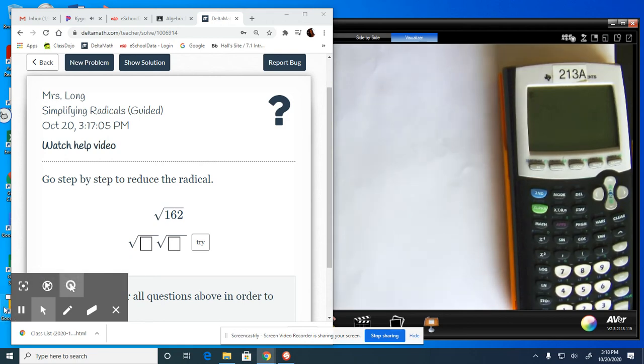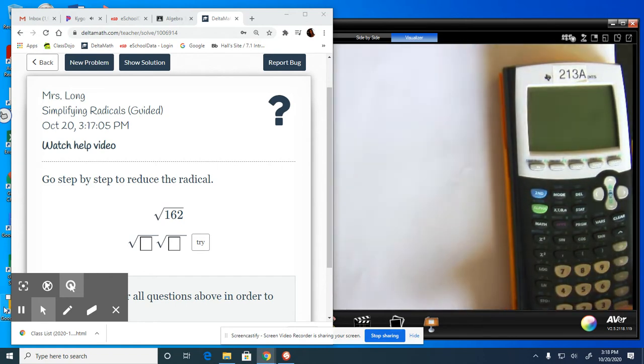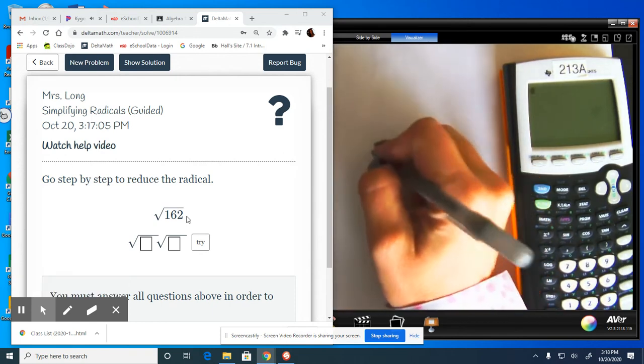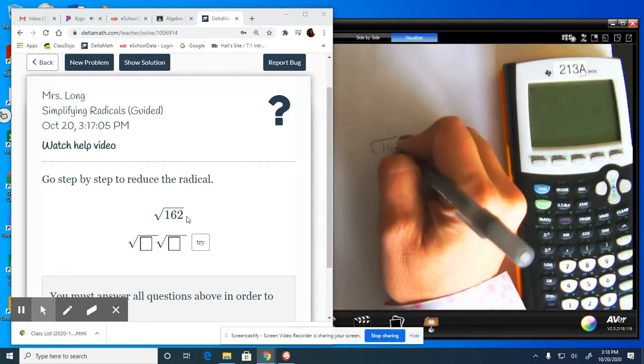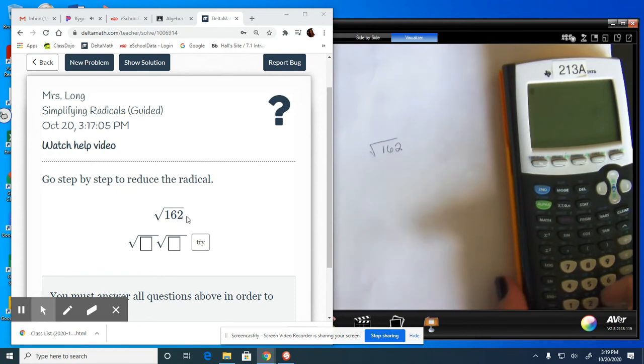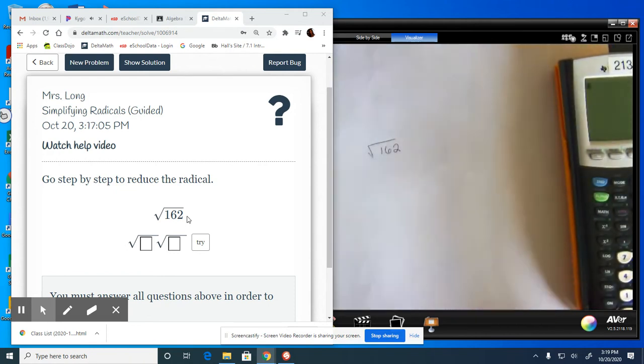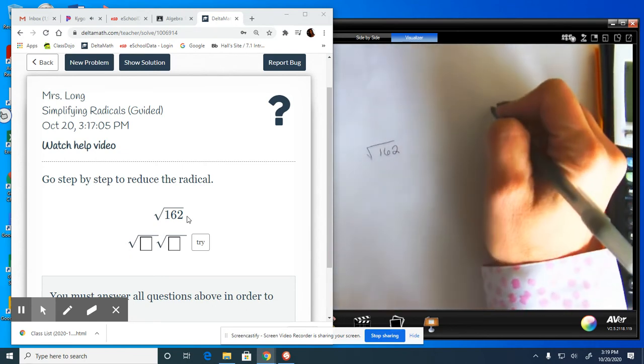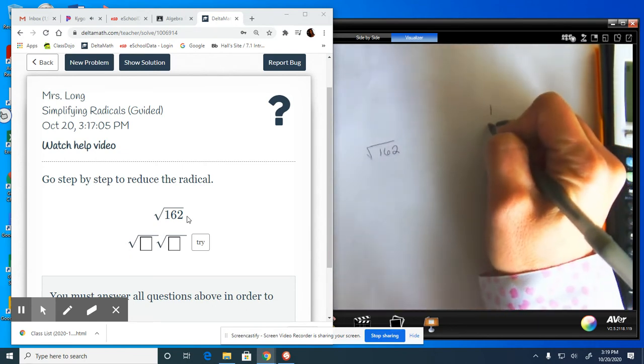Hello. So we are going to practice simplifying radicals, and I'm going to go through the technique that you need to do it for Delta Math. So the problem that we're given is the square root of 162. And in order to simplify radicals, you're going to need your list of perfect squares. So I'm just going to jot those down, and now you should know them like you know your Snapchat.